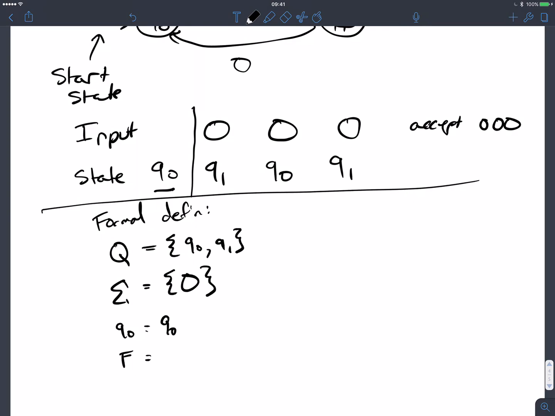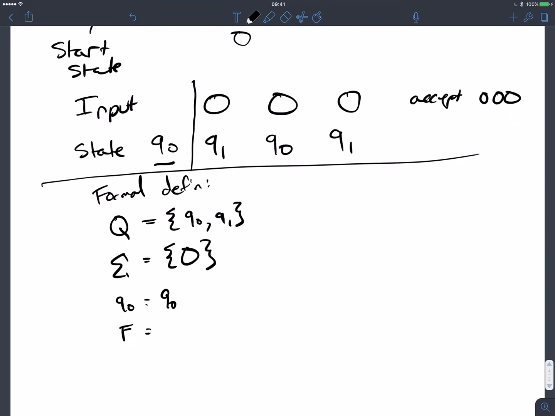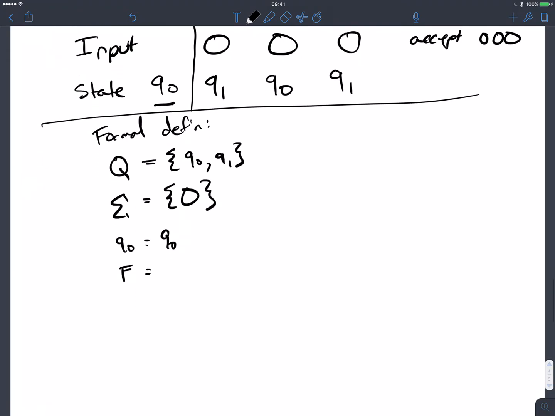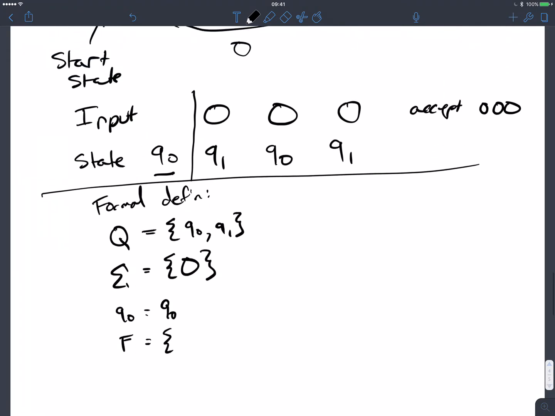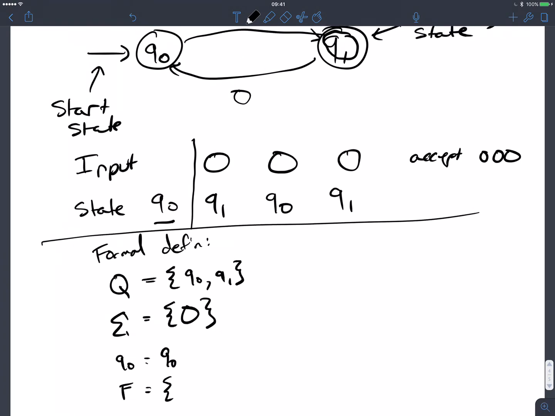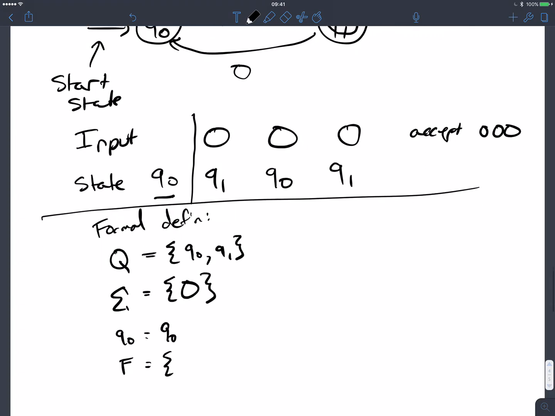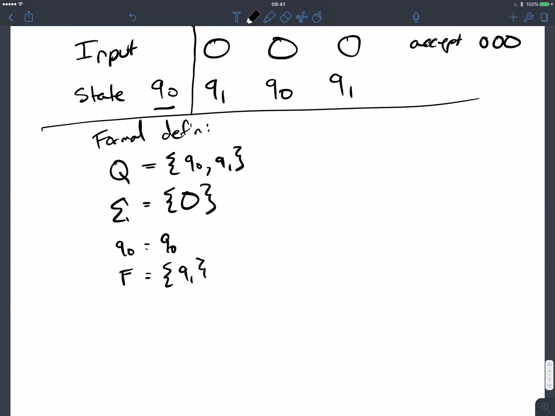And what is F in here? What is the fundamental structure of F? It's a set. Why is it a set? It's a what of Q? It's a subset of Q. Okay? So F is a set as Q was. And what are the elements in F? Just Q1, and how do you know? Yeah, it's the only final state in that original machine, so Q1.